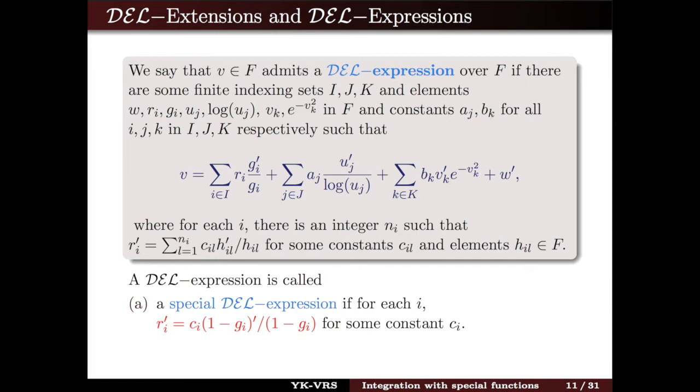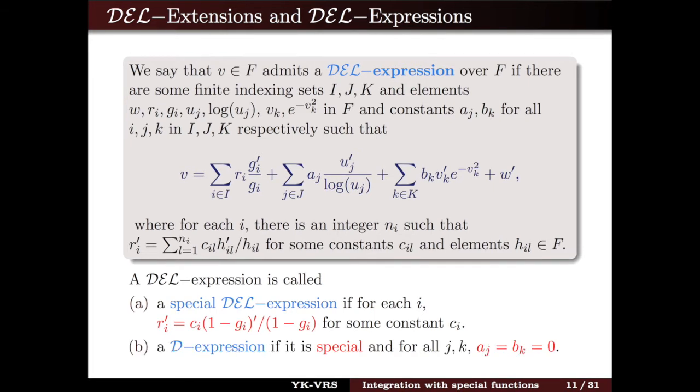When the a_j and b_k are 0, I call it a D expression. That is just to make sure I don't have to repeat this statement again and again. So the D expression essentially means that the logarithmic integral and error function terms are not there. We are only looking at the terms that come out of the dilogarithm, and the very last term.